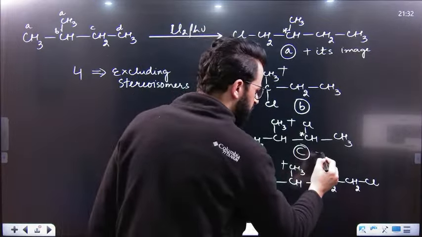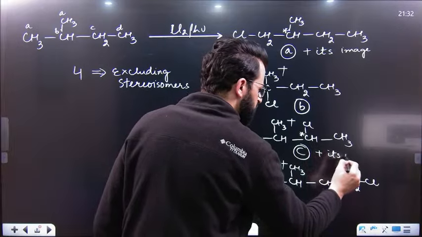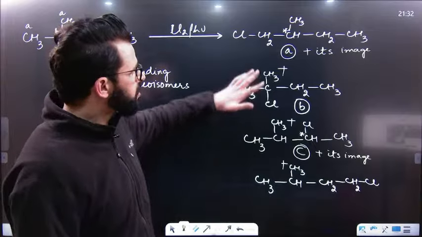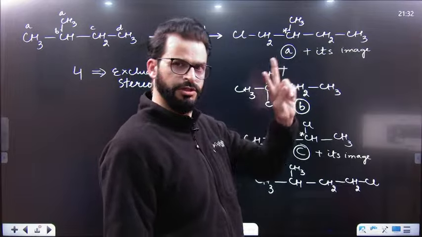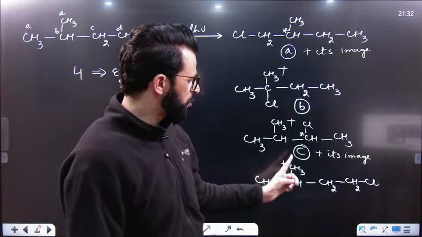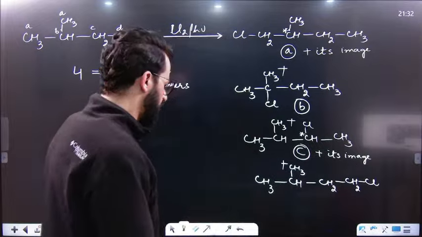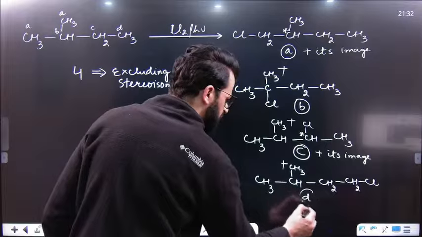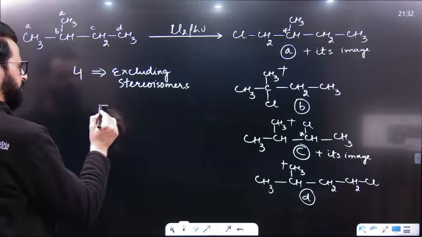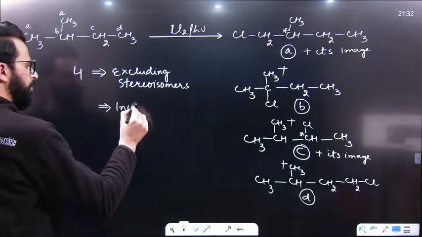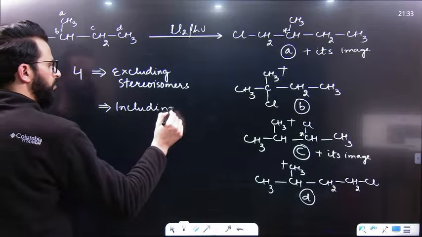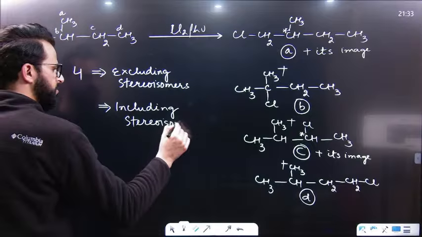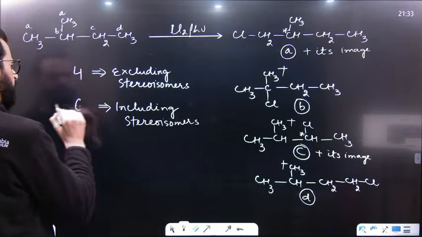Similarly, this will be C plus its image, meaning its enantiomer. Now, in total, the products formed will be 1 and its image, that means 2, this is 3, this is 4, this is 5, and this is 6. So, including stereoisomers, the products formed will be 6.